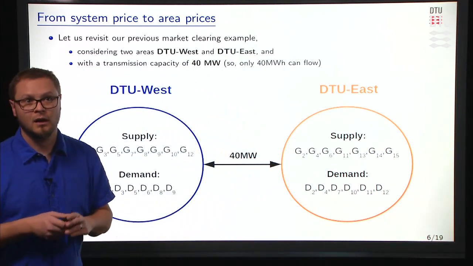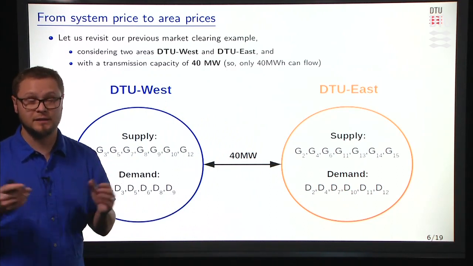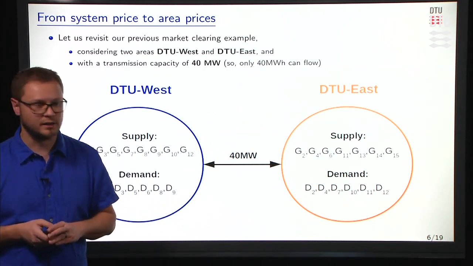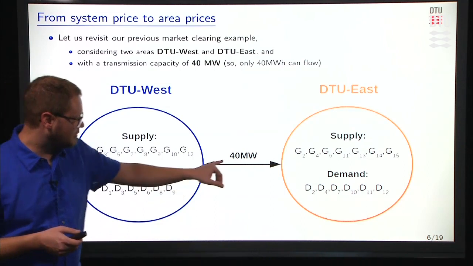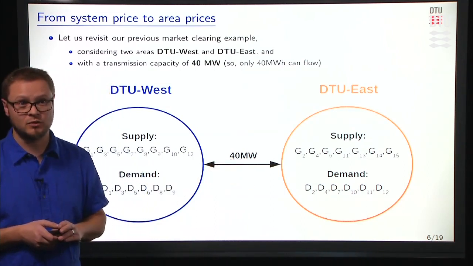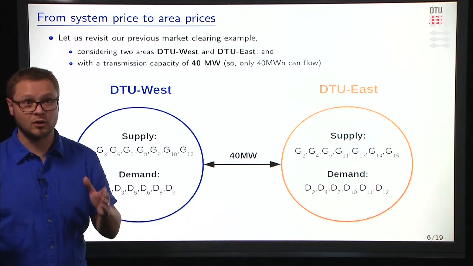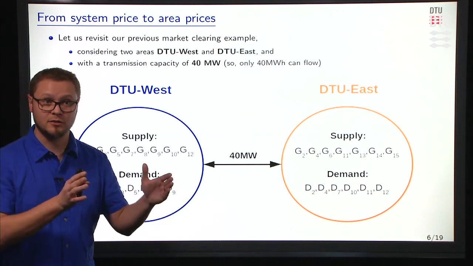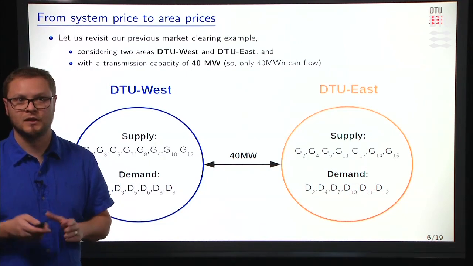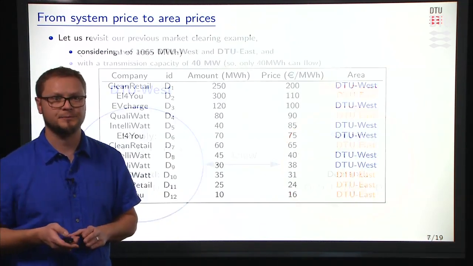Why is it interesting to consider two sides? Because we're going to have some limited capability to exchange energy between the two sides. In terms of power, we can only exchange 40 megawatts between these two sides, and since we have program time units of 1 hour, this means that we can only exchange 40 megawatt hours per hour between one side and the other. So we have to see if this limitation is going to affect our market clearing now.